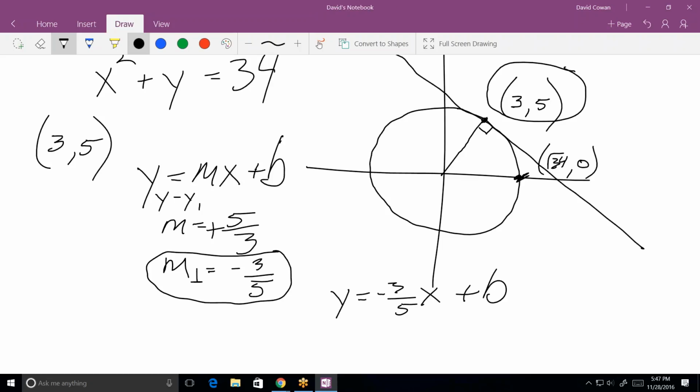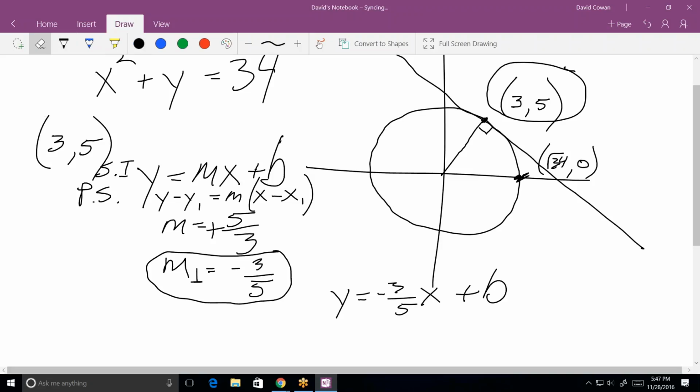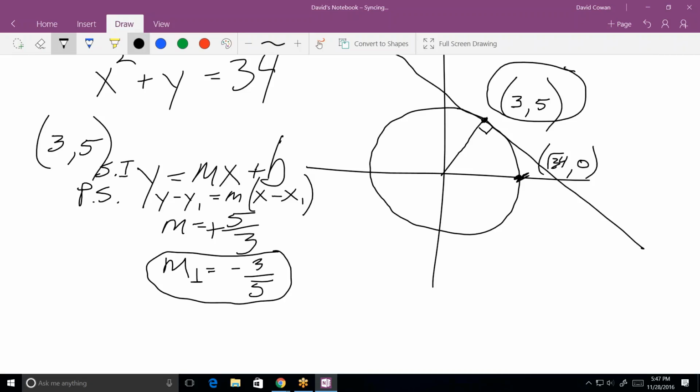minus y sub 1 equals m times x minus x sub 1, this is called point-slope format. This is called slope-intercept format. Well, I can get my point-slope format immediately. I don't have to solve for b. And she said it's okay if we leave it in that format. That's definitely okay. It's the preferred format. Notice I can get it in one step.